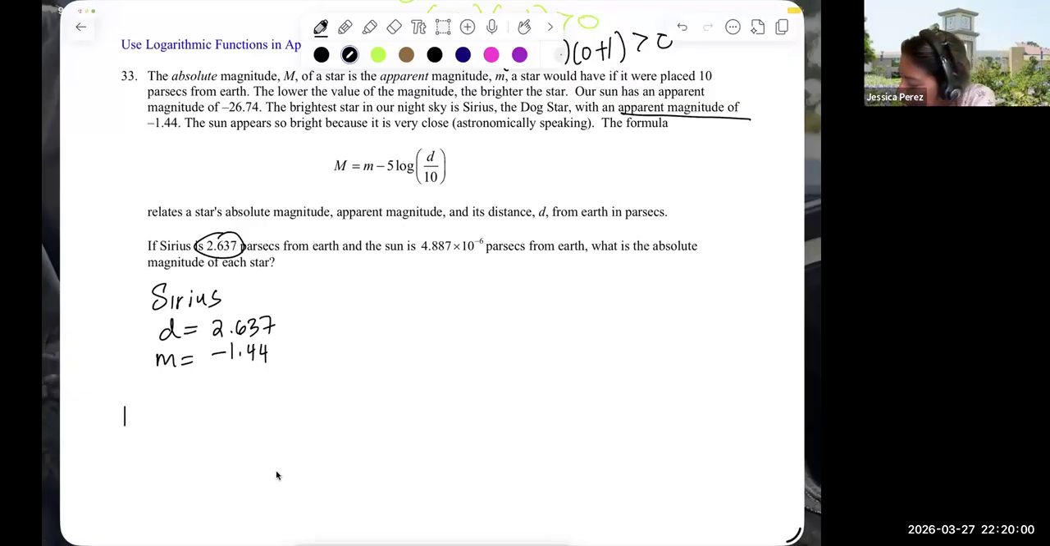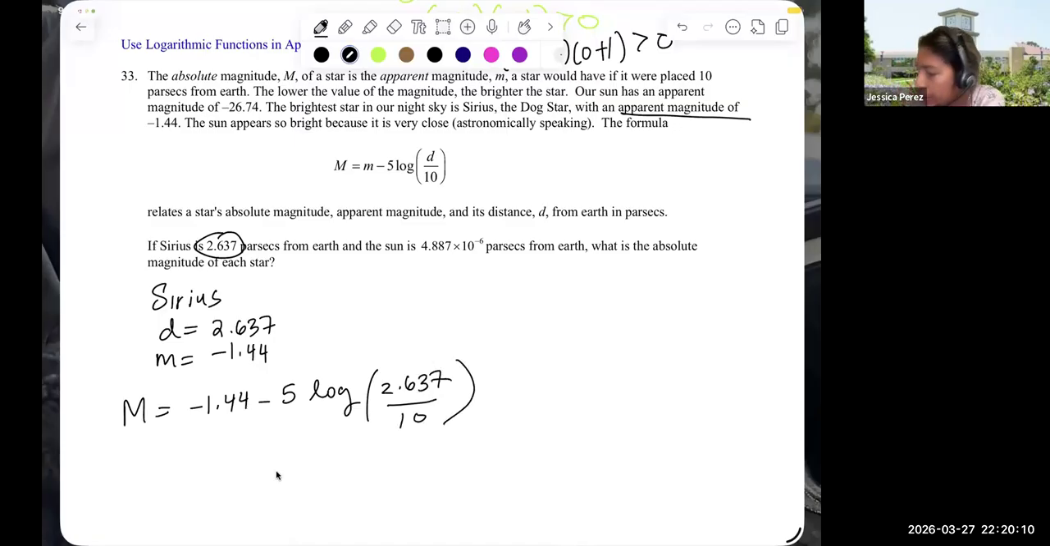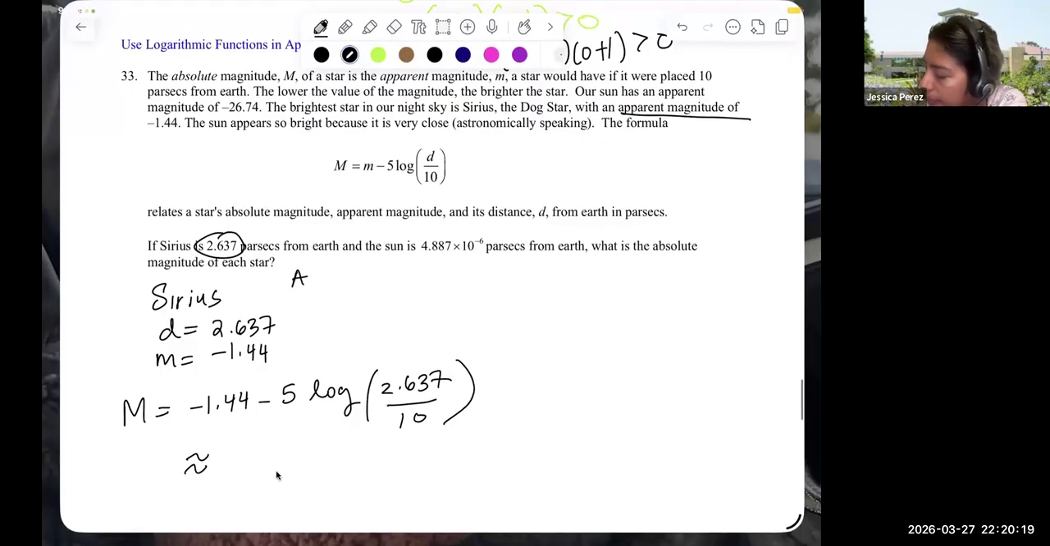So then we plug it in. M is equal to -1.44 minus 5 log of 2.637 over 10. So go ahead and punch this on your calculator, and that will determine the absolute magnitude. So take a moment and plug this into your calculator. That should roughly be 1.45.